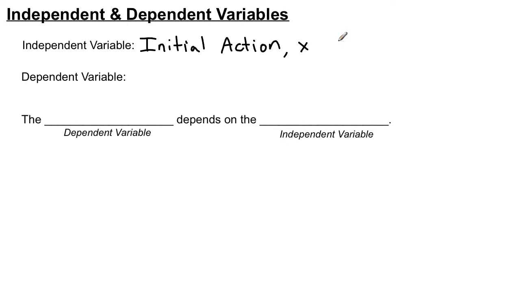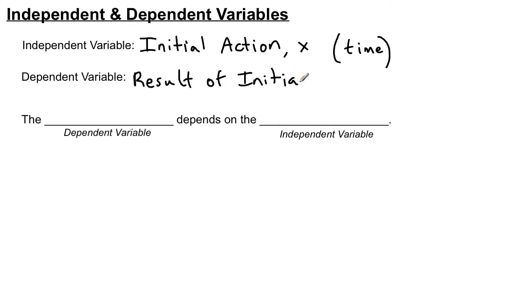One important thing to remember is usually time is the independent variable if there's time involved in the problem. Now the dependent variable depends on the independent variable, and so it's the result of the initial action. In these problems, this is going to be f of x. Remember, that's just y, right? Same thing.